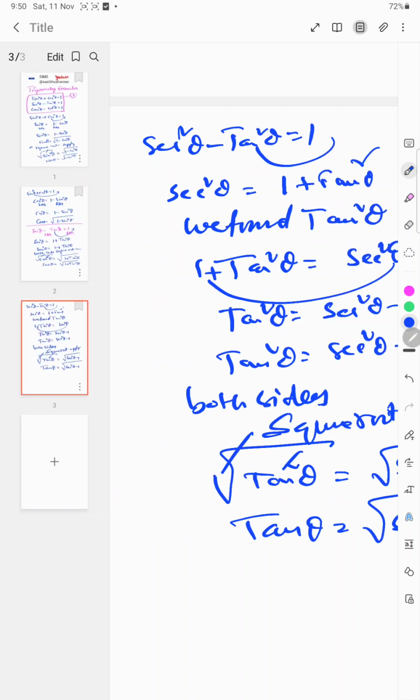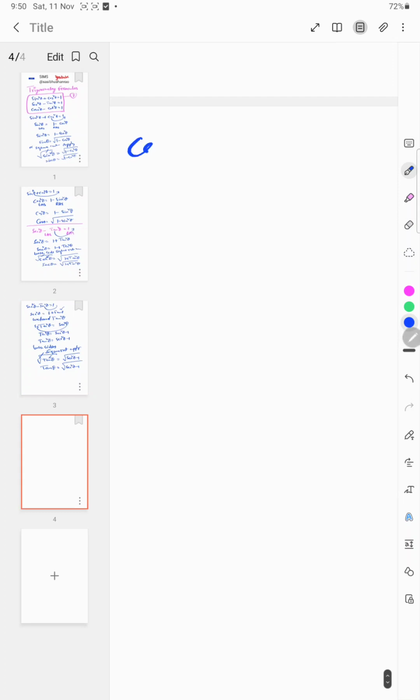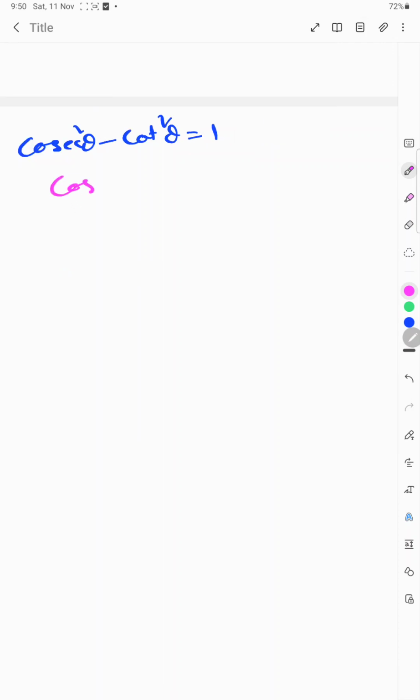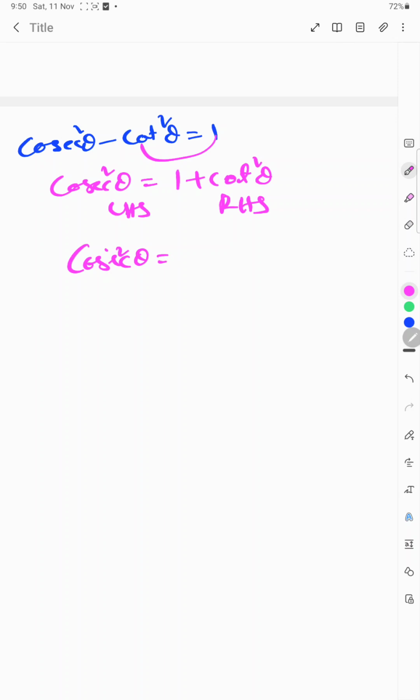Next, we find cosecant theta. Cosecant square theta minus cot square theta is equal to 1. We find cosecant square theta now. So, cosecant square theta is equal to 1 plus cot square theta, because cot square theta goes LHS to RHS, minus changes to plus. So, cosecant square theta is equal to 1 plus cot square theta.